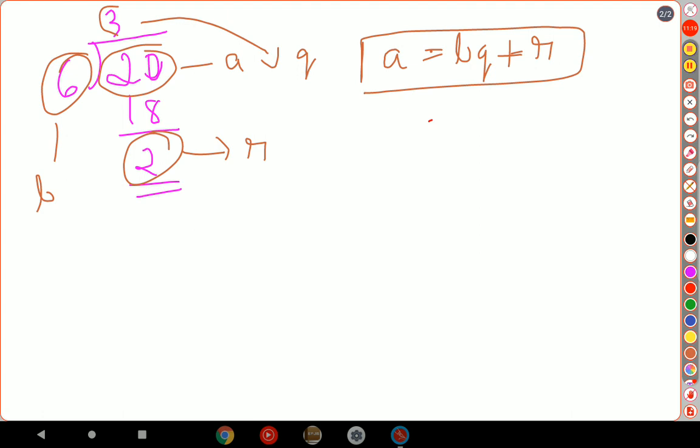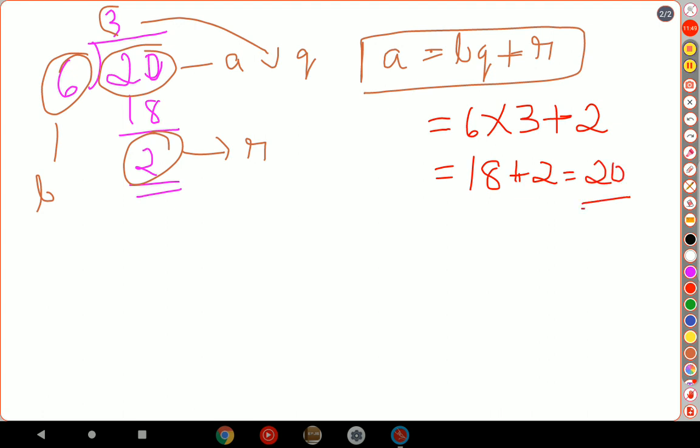So let us apply it now. What is B? B is 6. What is Q? Q is 3. Solve with me, it will help you a lot. You are practicing with me. 6 into 3 plus the remainder 2, that is 18 plus 2. Yes, it's giving me 20, the dividend. 20 is nothing but my A. I'm getting my A.